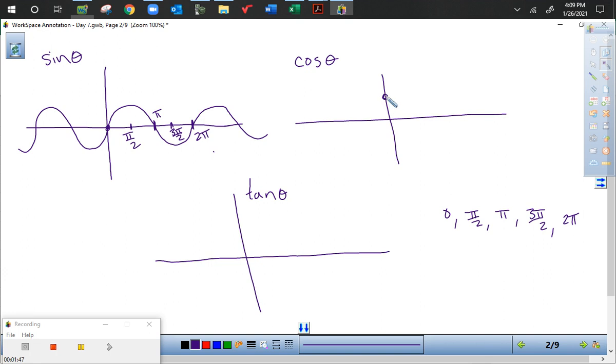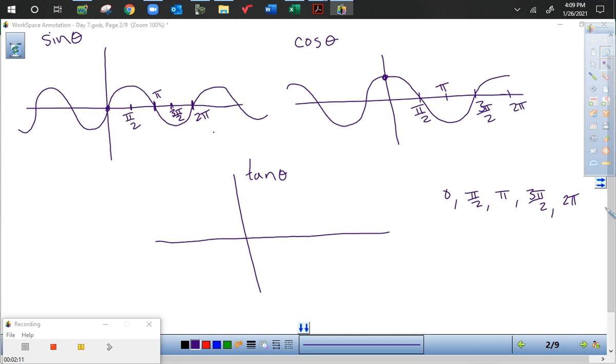Cosine starts at 1, because at 0 degrees the x value is 1. And that goes down on each side. Again, every pi over 2, something important happens, so 0 is first on this one, and then it goes to the minimum at pi, 3 pi over 2, and we finish up at the maximum at 2 pi.